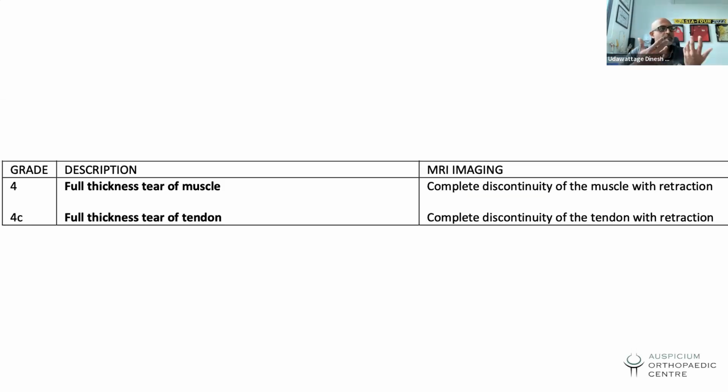And then grade 4 is basically where there's a complete disruption of that muscle. But the main thing is the retraction of the stumps. So is there a significant disruption, and has it been pulled away from each other? In which case, you can start to call this a grade 4 injury.